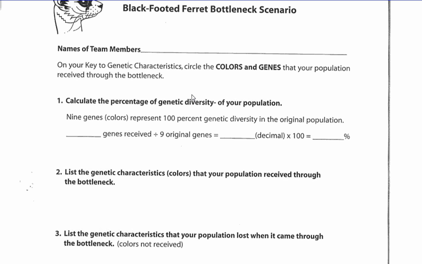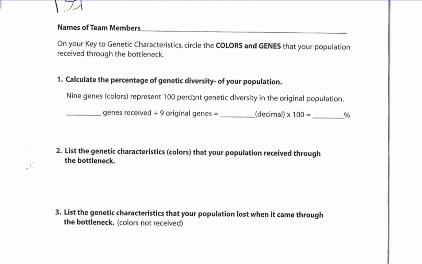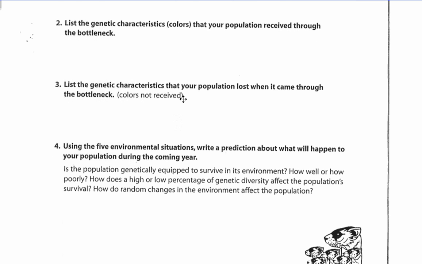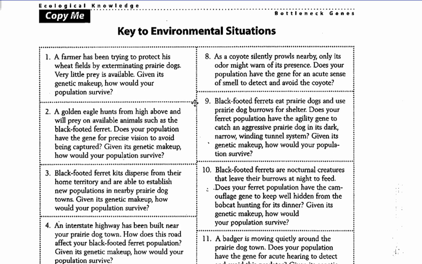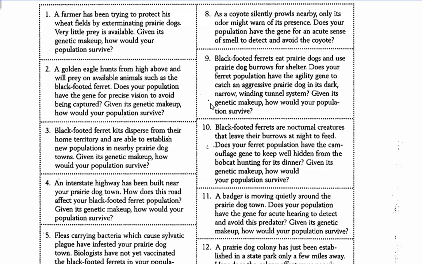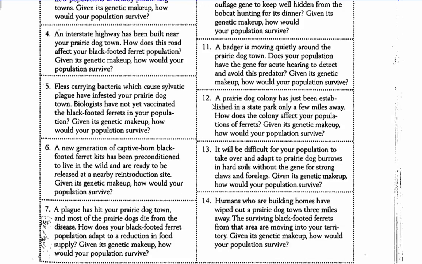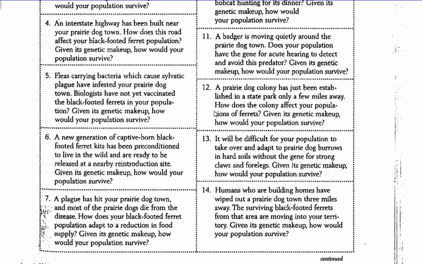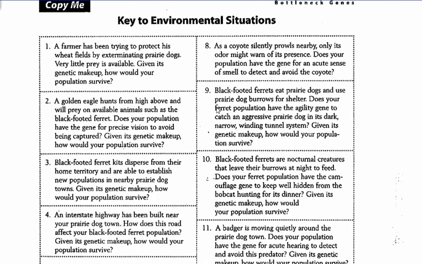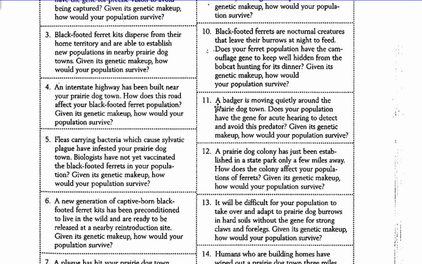You're going to calculate the percent of the different genes. You're going to talk about the different characteristics that you have now and you don't have now. And then I'm going to give you 5 different situations, represented on these little cutout sheets. I'm going to have them in a bowl or something in the front of the room, and you're going to come up here and draw 5 of them out. Then you're going to answer them according to your population.